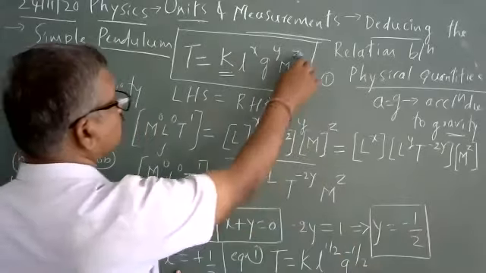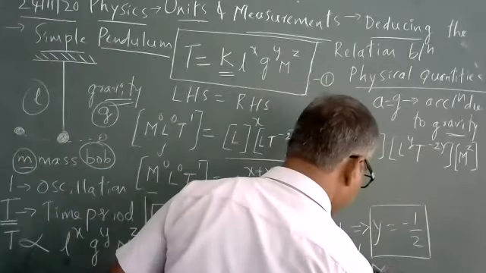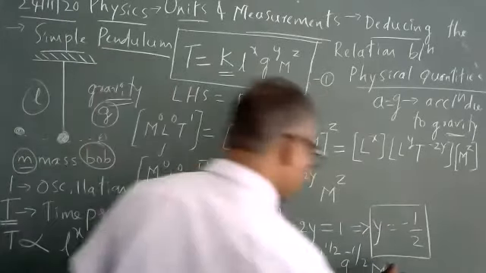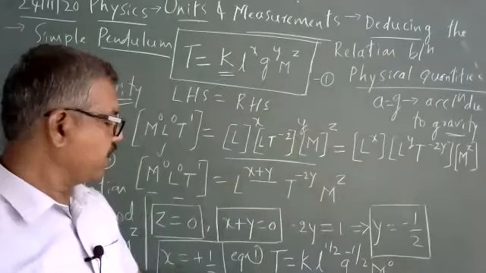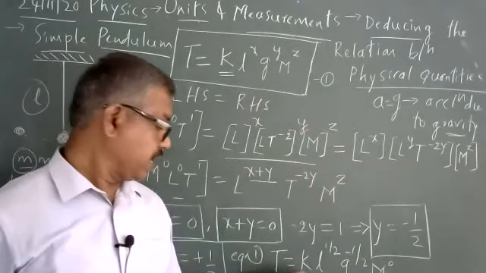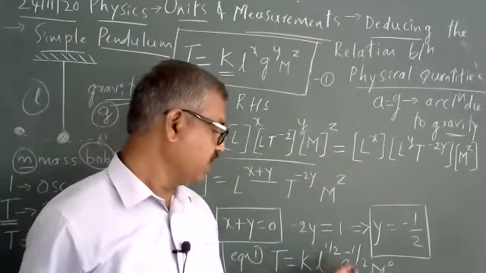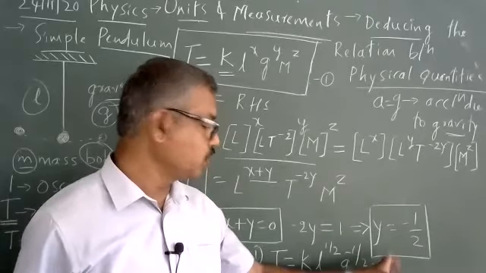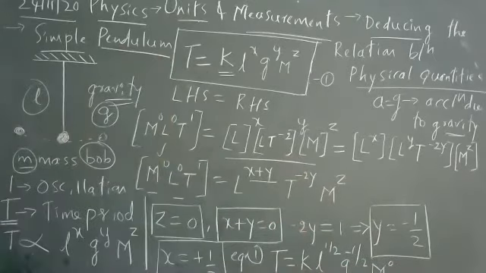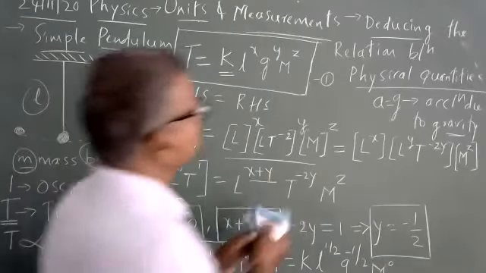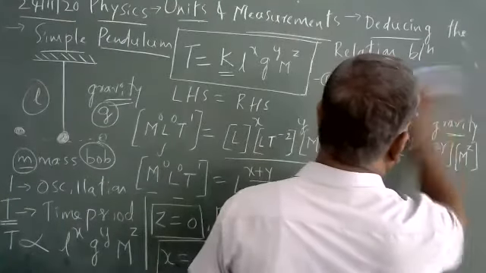Z m raised to z. I need to write m, but the z value is 0, so I'll be putting 0. So I got an equation: time period equals k times L raised to half, g raised to minus half, m raised to 0. This is one of the finest discussions. Let me remove this part, physical quantities.